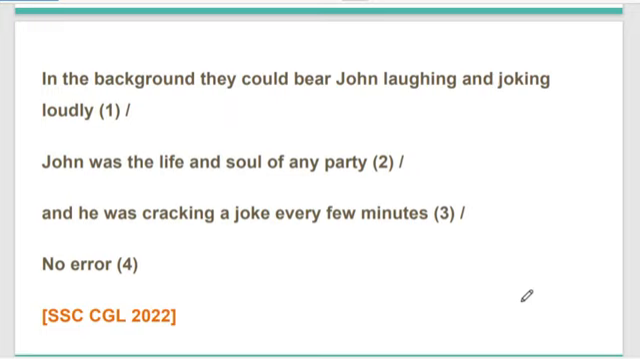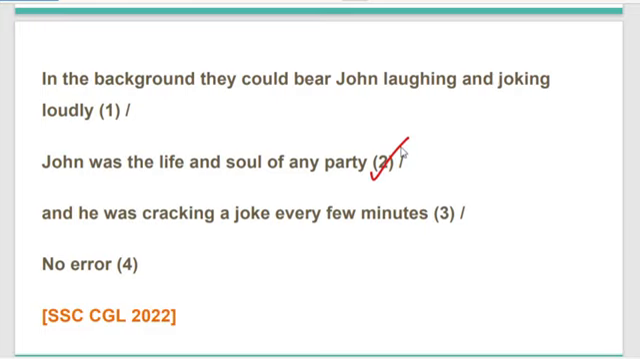Let's read the question again. In the background, they could hear John laughing and joking loudly. John was the life and soul of any party. And whenever you read again and again, you will clearly find out that slowly and steadily you can see the error. It is actually coming out of the sentence and literally hitting your mind. Just like when I read the sentence again, I hope you're getting the idea where the error is lying. Now the error is actually lying in part number 2.